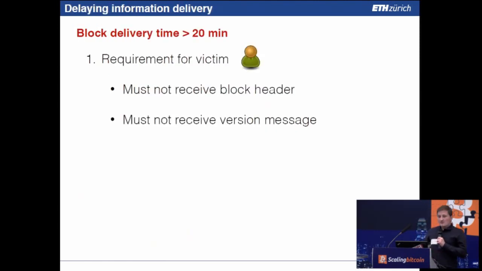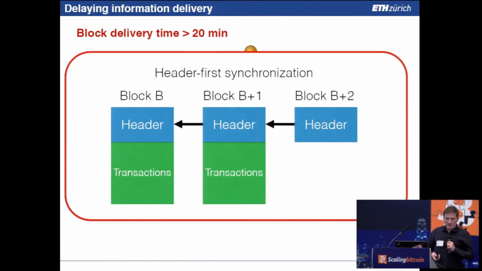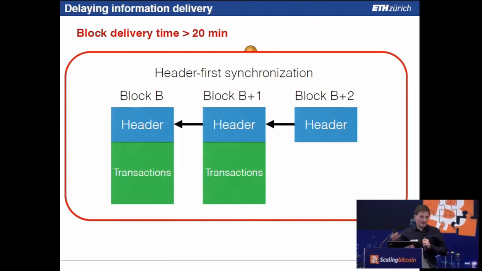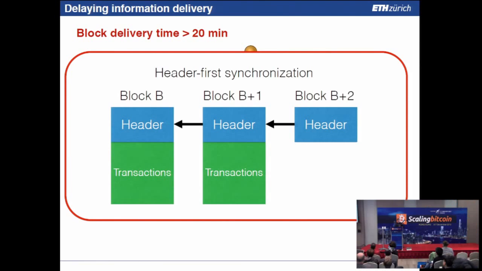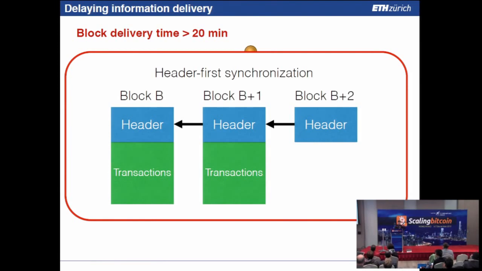So what is the requirement to delay a block for more than 20 minutes to a particular node? The first requirement is that we must not receive a block header. Why is that? Well, as you may be familiar, in Bitcoin there is header-first synchronization. So we first get the header, and later we get the block associated to the header. The header already indicates, oh, there is some block available, and therefore the client requests the block more aggressively. So we need to avoid that situation.